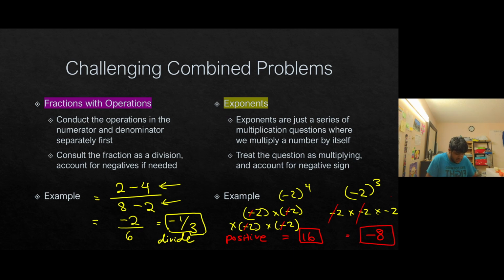Right? Because this sign is left over. It's still a negative sign that's there. We still have to account for it in our final answer. So you've got to be careful when you're working with exponents. But it's the same general idea that we've been applying this entire video lesson. Okay?